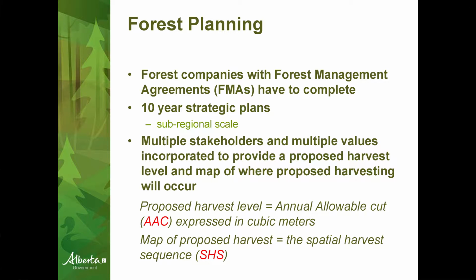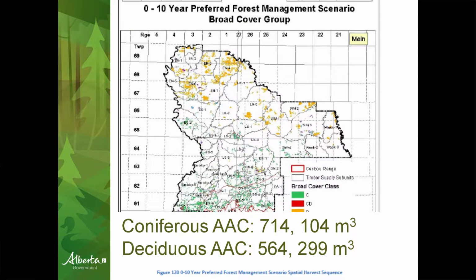In Alberta, there are 18 FMA holders, so we're going to do 18 plans on a 10-year rotating basis. So this map here just shows an outcome. This is one of the products out of this strategic plan. This would help companies then go from a strategic level down into an operational level.